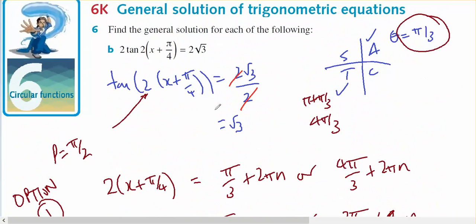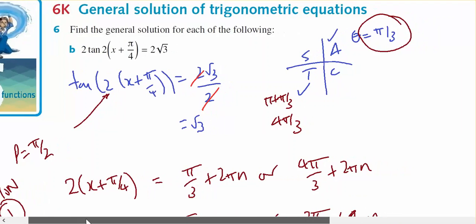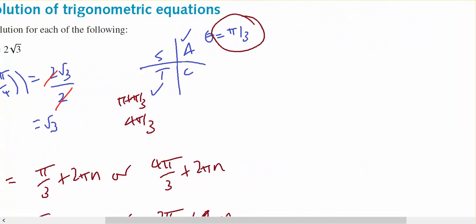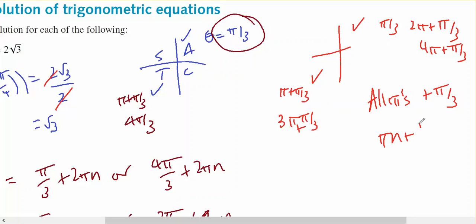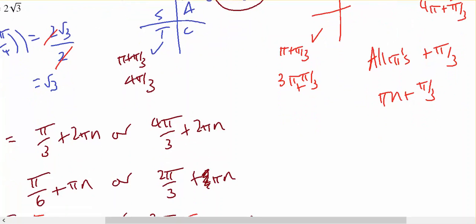to this equation. Now, I mentioned option 1. Looking at option 2, I've got answers in this quadrant and this quadrant. So I have pi on 3, pi plus pi on 3, 2 pi plus pi on 3, 3 pi plus pi on 3, 4 pi plus pi on 3. Looking at a general rule, this is all pi's plus pi on 3, therefore pi n plus pi on 3 will cover all solutions.